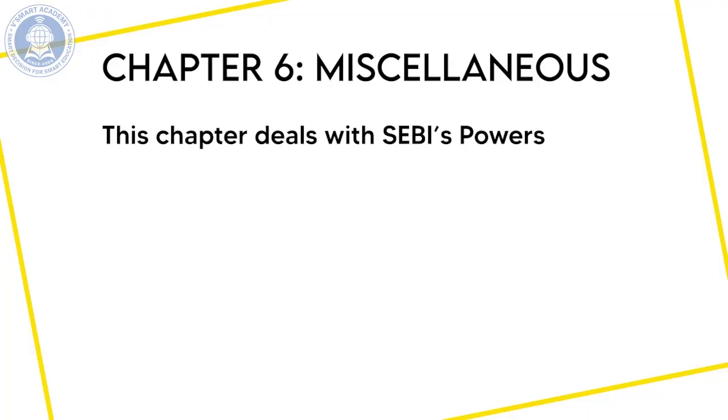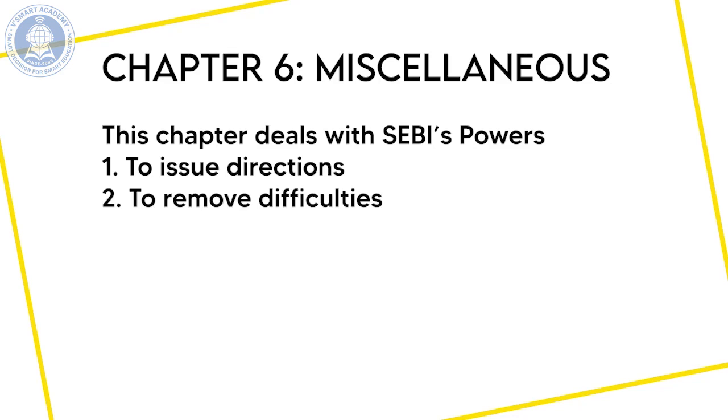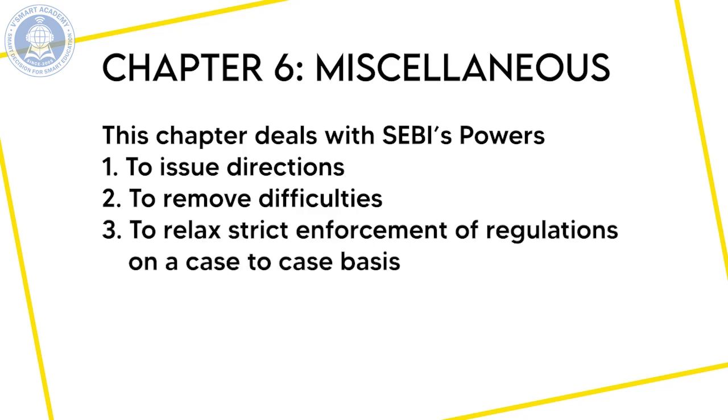The process of testing new or innovative methods on a limited number of customers for a limited period of time is known as the regulatory sandbox. Now coming to the last topic, that is Chapter 6 Miscellaneous. This chapter deals with SEBI's powers to issue directions, its power to remove difficulties, and its power to relax strict enforcement of regulations on a case-to-case basis.